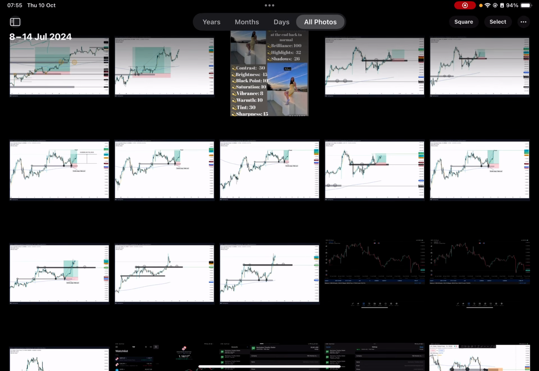So hopefully this gives you a lot more clarity as to what zone trading is about, and I hope this helps you understand zone trading a lot more.